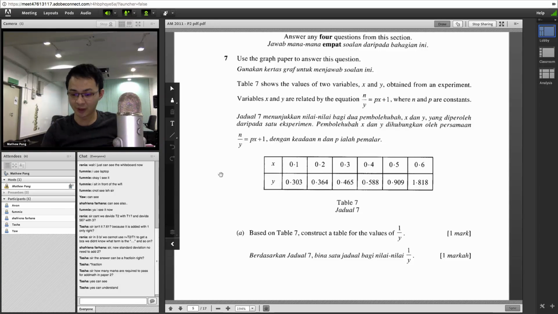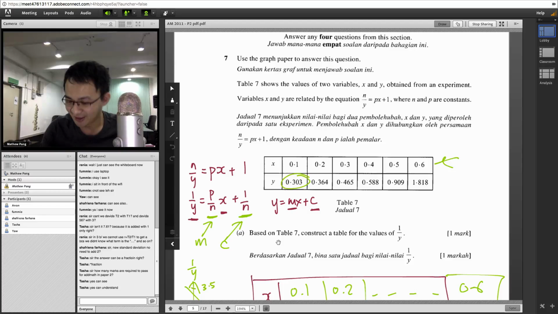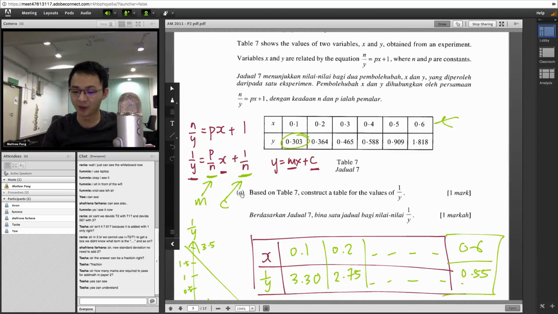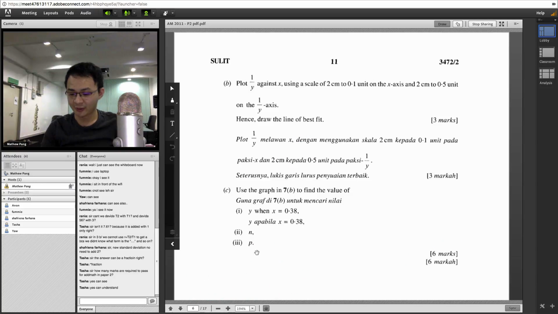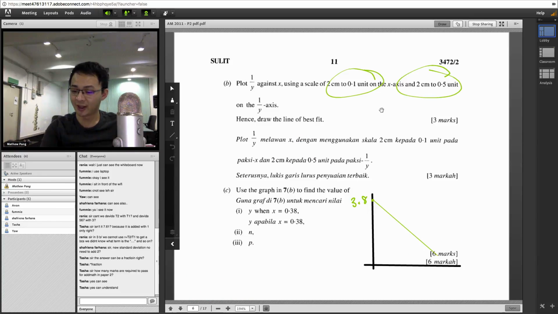Because just now, from the equation we did, where did we write it? Okay, it's over here. We know basically 1 over n is the y-intercept, and p over n is the gradient. So what I do next is, over here, I know 1 over n is the c. My c here is 3.8. So I can get my n easily: n is 1 divided by 3.8.